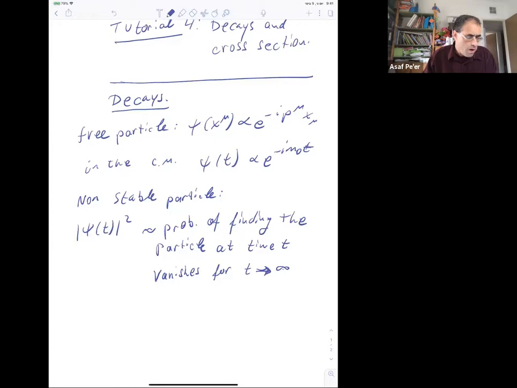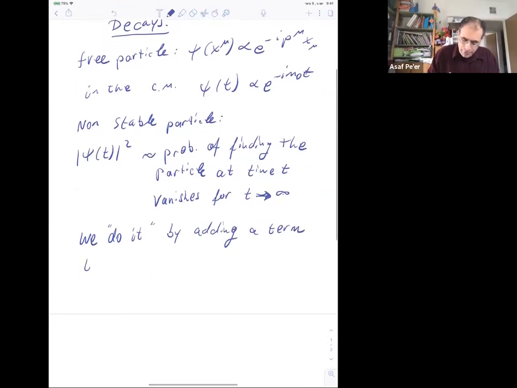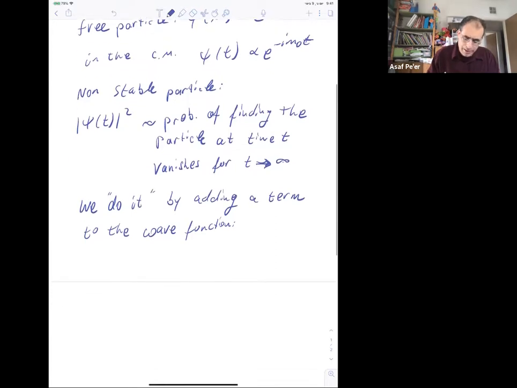So the way to do it is we're adding a term to the wave function, which now becomes psi of t proportional to e to the minus i m0 t, but then times e to the minus gamma t.